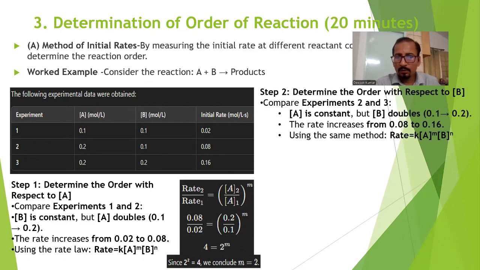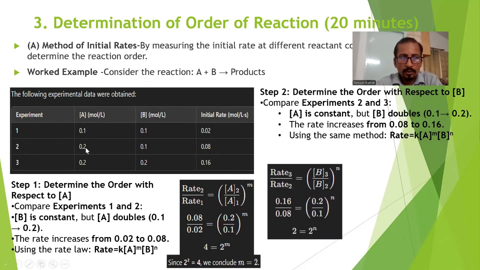And the value of n, meaning with respect to reactant B, how can we go about it? We'll write the same kind of expression. If you see the equation here, from experiments number 2 and 3, the concentration of A remains the same and B becomes double, and the initial rate also becomes double. So we just put in the values as we did for reactant A, and we'll get the value of n is equal to 1.